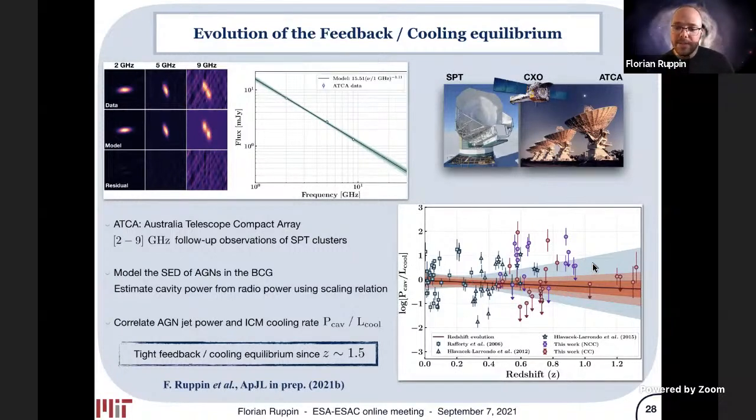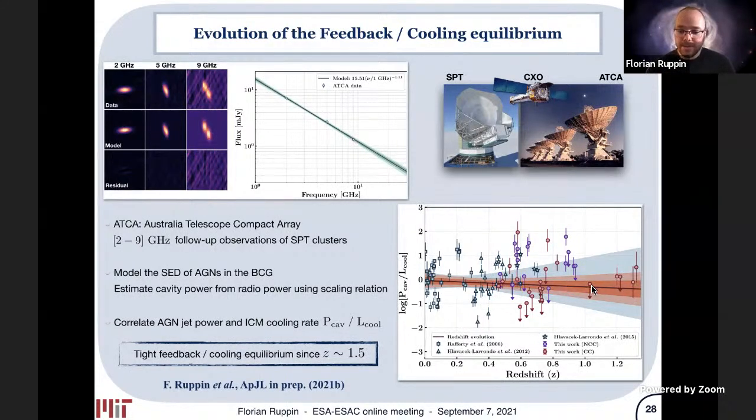And on this plot, you can see all the points that we are adding here in red and purple to the picture that was already existing, so the blue points that are shown here. And by fitting jointly all those data points, we can get a very tight constraint on the feedback-cooling equilibrium. And we have shown that this equilibrium has been going on since redshift 1.5 and is really tight.